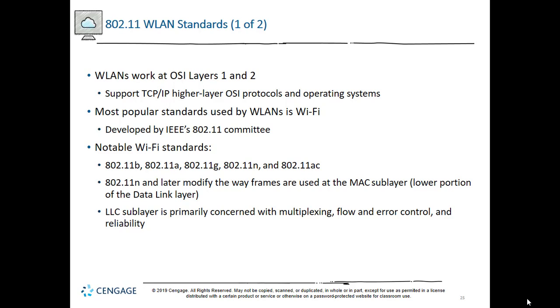The most popular OSI physical and data link layer standards used by wireless LANs is something called Wi-Fi, or wireless fidelity. It's a collection of wireless standards, with amendments, extensions, and corrections developed by the 802.11 committee that are always improving on it. So if you've heard of 802.11a, b, g, n, ac, they're always improving. These are the new developments of Wi-Fi. Currently, right now, the majority of us are using 802.11n and AC.